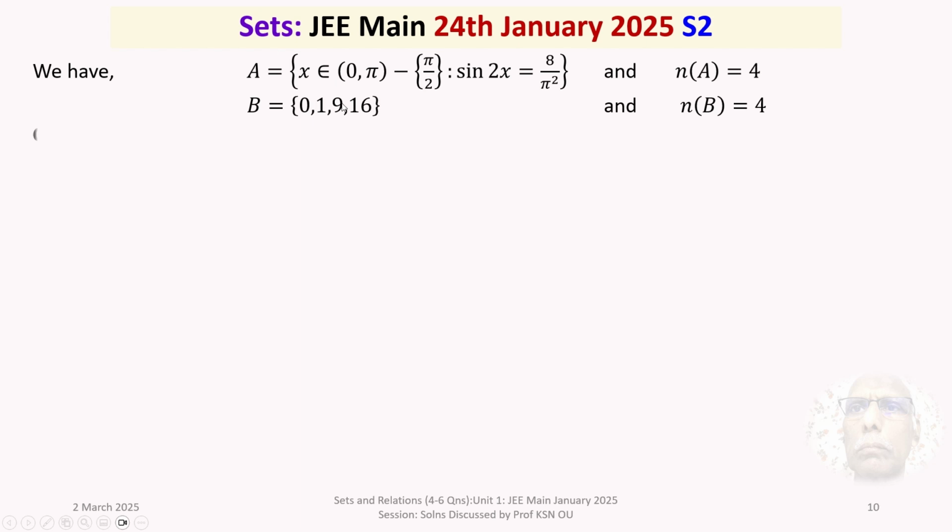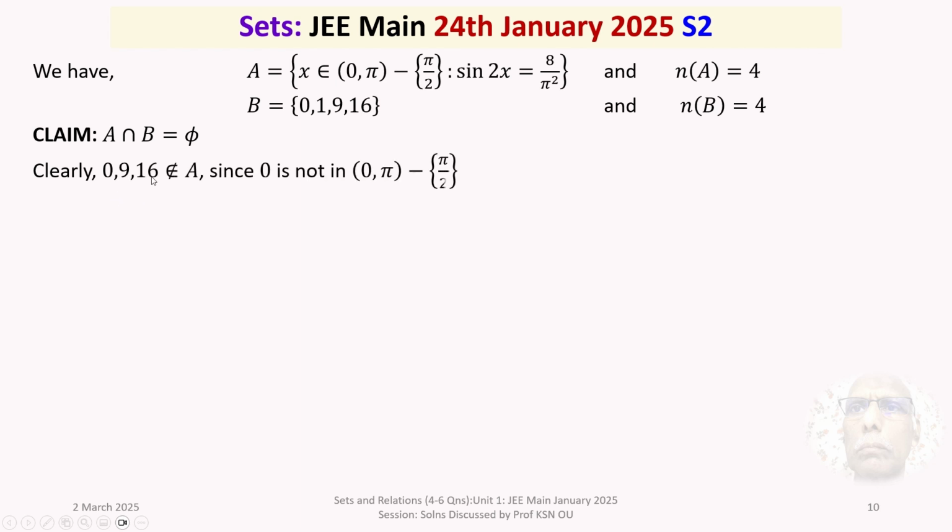Right. We have A, we have B. Our claim is A intersection B is empty. That means there is no element common between A and B. So clearly 0, 9, 16 doesn't belong to A, because 0 is not in this interval, the union of these two intervals, 0 to pi other than pi by 2.